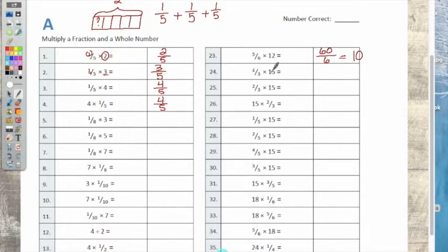So 1 times 15. 15. What's my denominator? What's 15 divided by 3? 5. Okay. 2 times 15. 30. What's my denominator? 3. 30 divided by 3? 10. Okay, is this the exact same problem? Just write a 10.